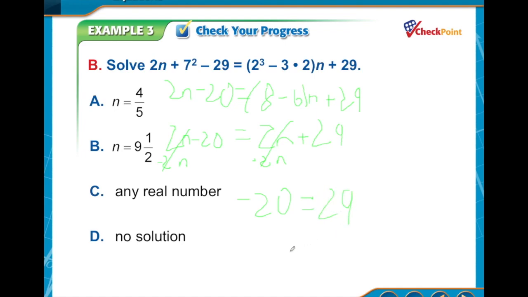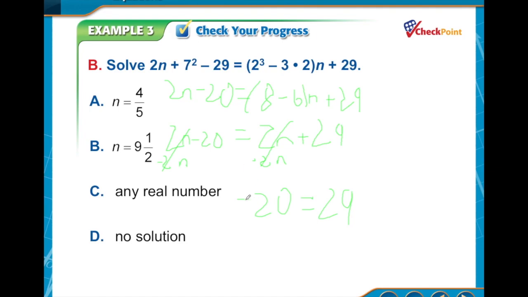Now remember from last time, we talked about if your variable disappears and you're left with a statement, we need to check and see if that statement is true or false. If the statement is true, all real numbers would work for your equation. If the statement is a lie, if it's false, we know that there is no possible number we could plug in to make this work.